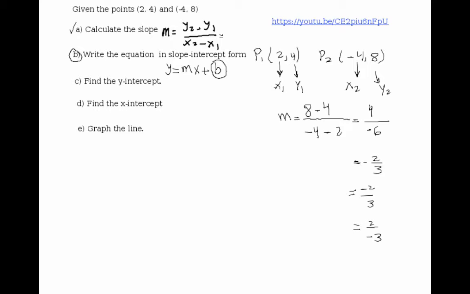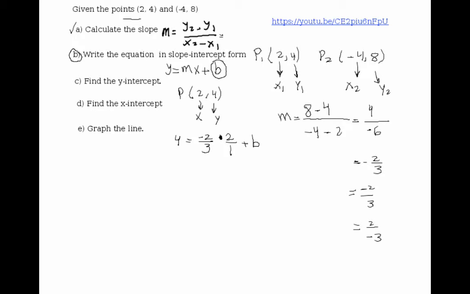So you want to know what b is. You take the first point, P1. You want to stick this point in here. So you can assign 2 to be equal to x and 4 to be equal to y. So then you substitute 4 for y, and then you write in your slope negative 2/3, and then you multiply that by x, which is 2. And then plus b.